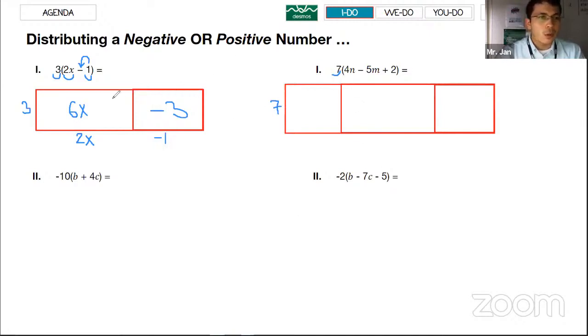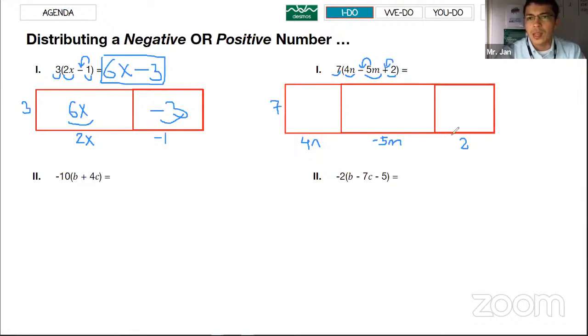And this is the last one. So when you distribute, you just need to put together the area of each rectangle. The first one is 6x, and the second is just -3. So when you distribute these 3 inside of parentheses, your result would be putting together the area of each rectangle. And for the second one, because the first term is 4n, the width of the first rectangle would be 4n. The second term is 5m, but in front of the 5m there is a negative sign, which is a -5m. So the width of the second rectangle would be -5m. And the width of the last rectangle is 2, because my last term is +2. If you pay attention, in front of 2 there's a plus sign, so it's just 2.